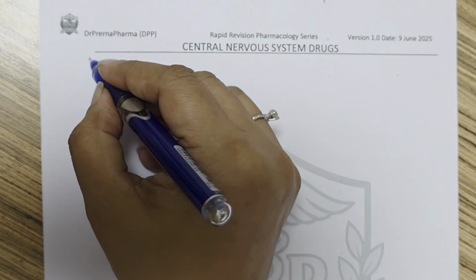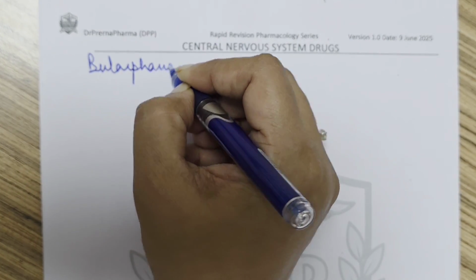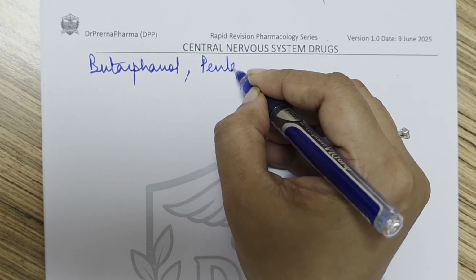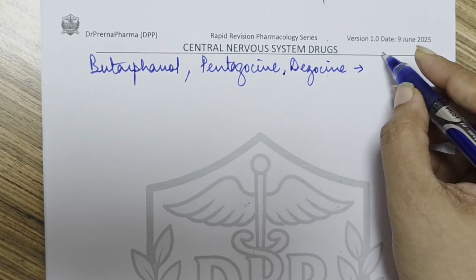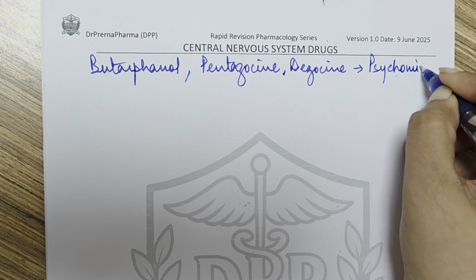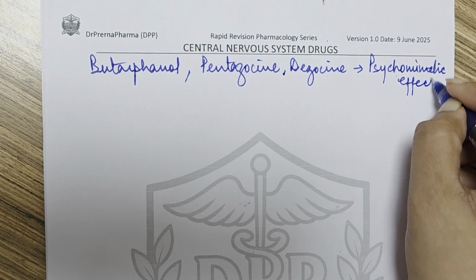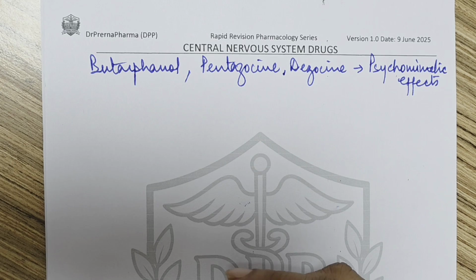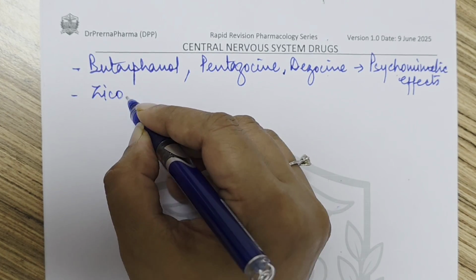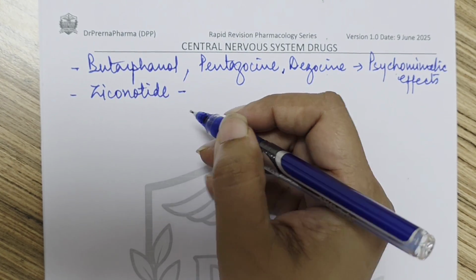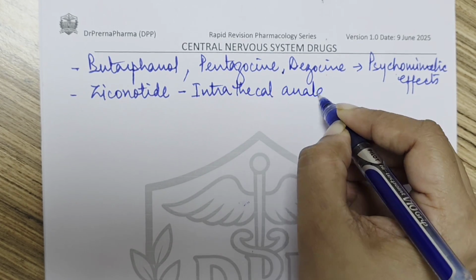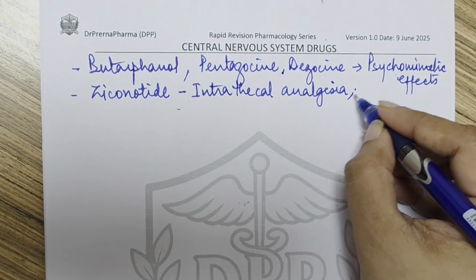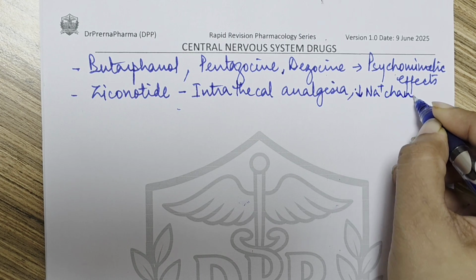Coming to more drugs, we have butorphanol and pentazocine, nalbuphine. They have psychomimetic effects due to their kappa agonistic activity. Then another drug is ziconotide. This is used in intrathecal analgesia and it acts by inhibiting the calcium channels.